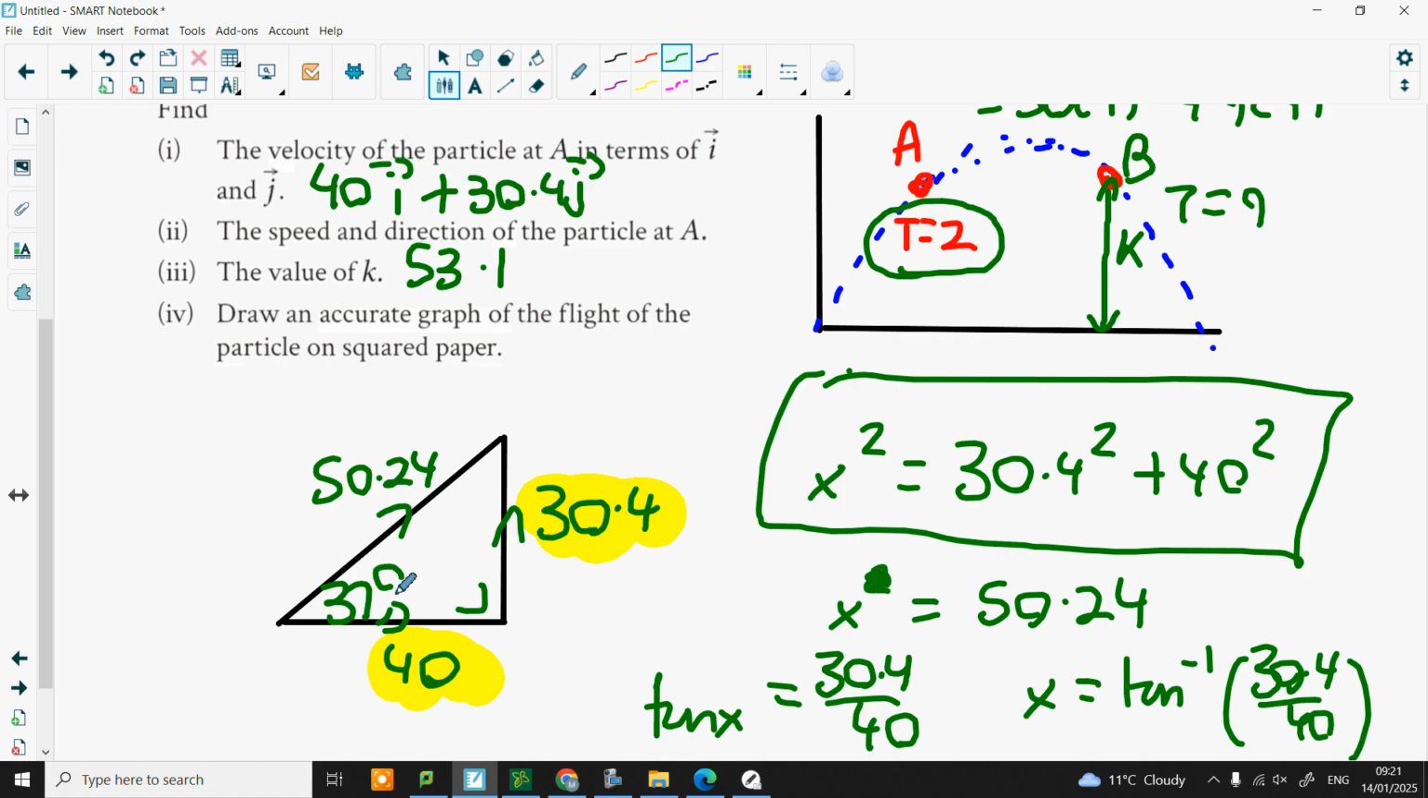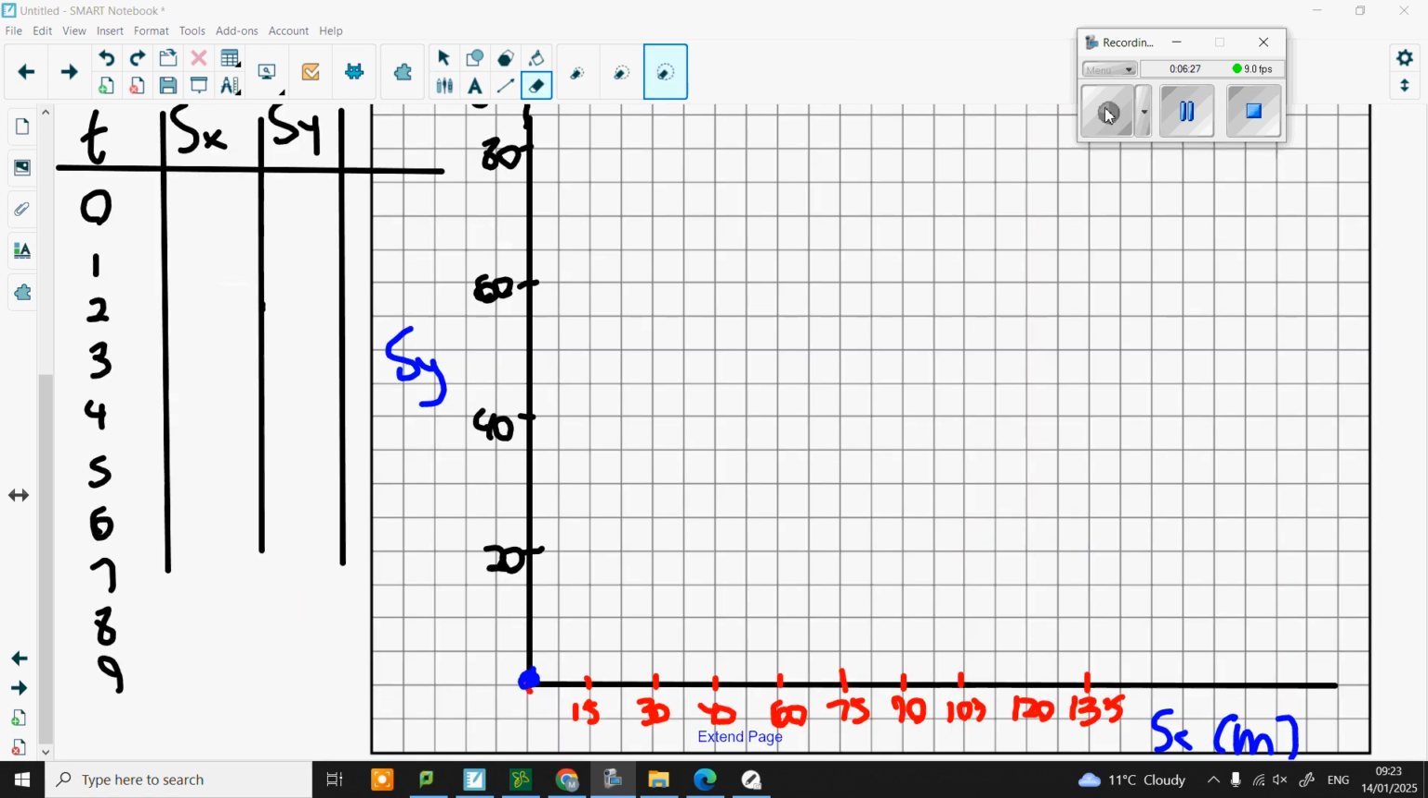So it's going up at an angle of 37 degrees at a speed of 50.24 meters per second at that point in time. Okay. What's the last thing you're going to have to do now? You have to draw a graph. All right, go on, draw your graph. Okay, we're going to try and draw this graph now.